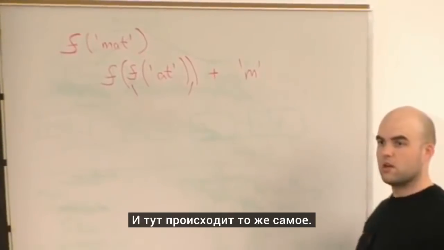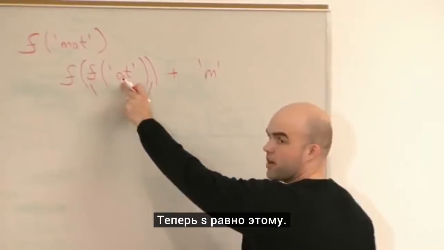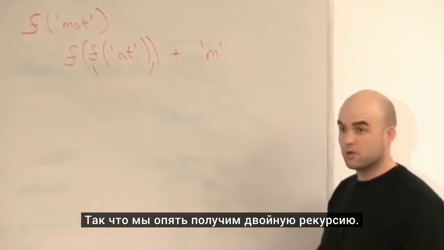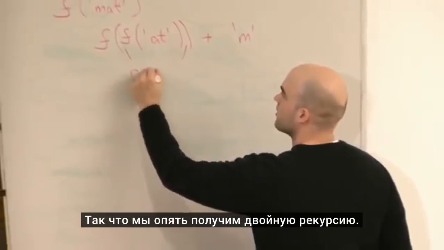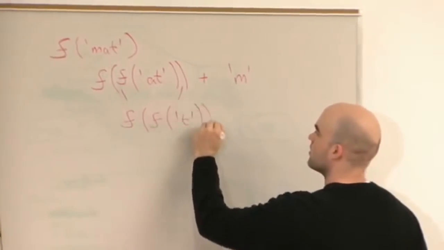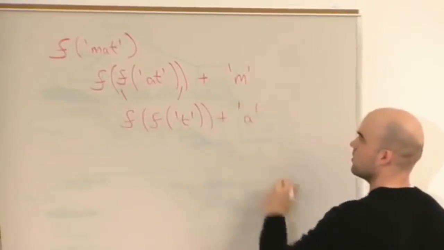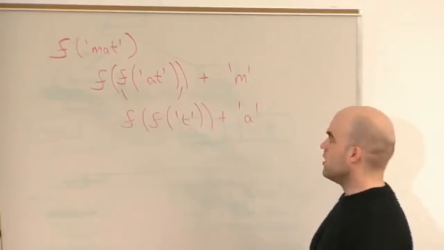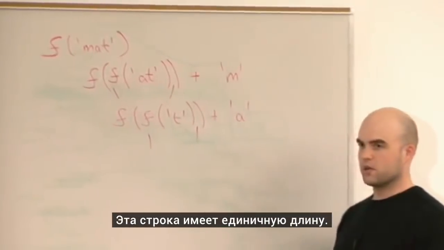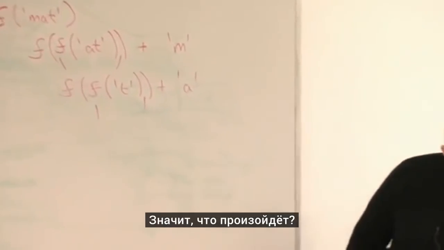And it's the same thing. Go into the function. This is now S. This is obviously not only 1 character long, so we're going to have, again, another double recursive call. And it's going to look like this. All right. So now I've got this call to contend with. Now this string is 1 character long, so what does it do? It just returns the input. So this function call is just going to return t.